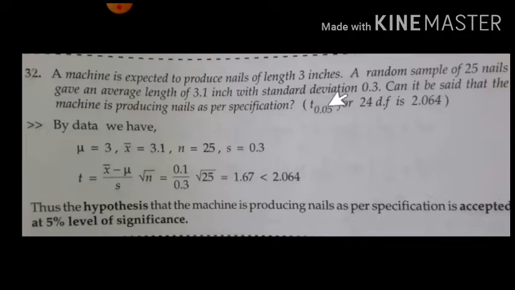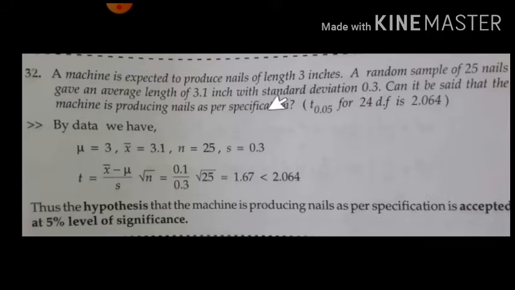And the T table value at 5% level of significance, and for 24 degrees of freedom, they have given the table value 2.064. Now why is the degree of freedom 24? Because here the sample size, how do we take a sample size? Sample size we take as n. So sample size they have given as 25. Degree of freedom is n minus 1. So 25 minus 1 is 24.